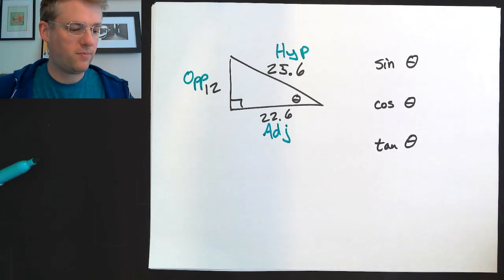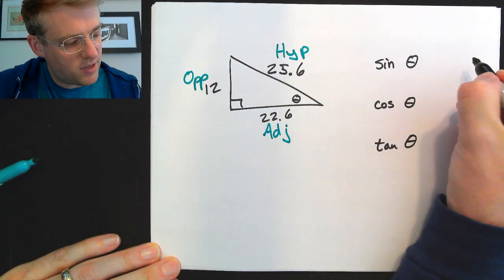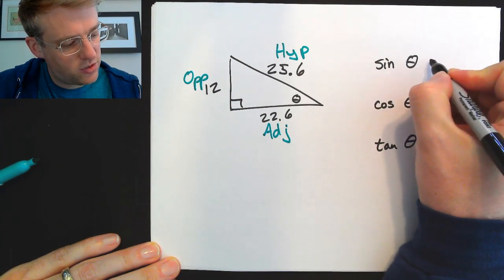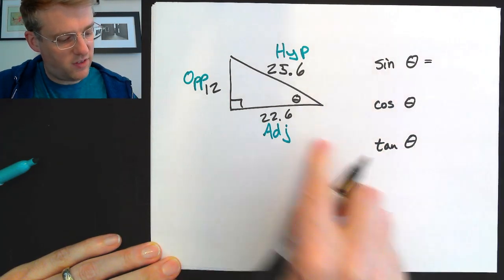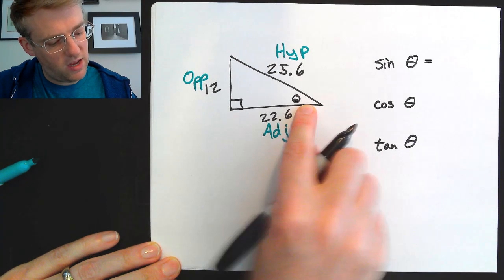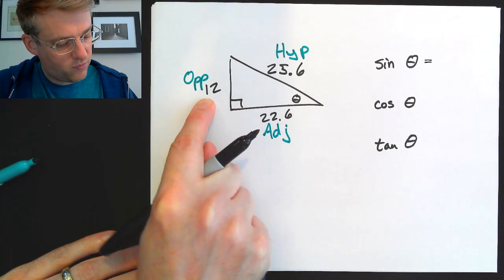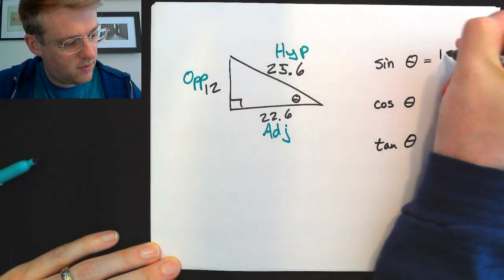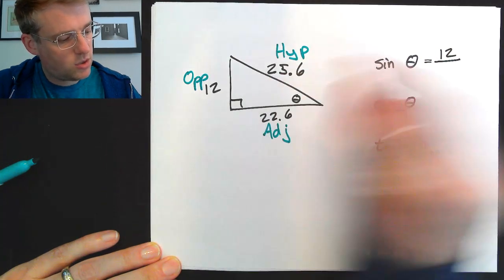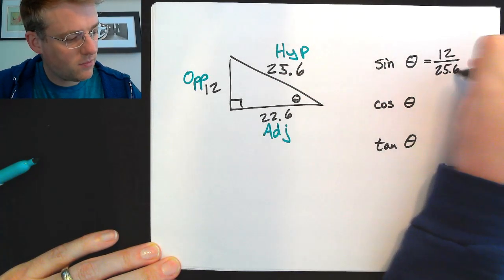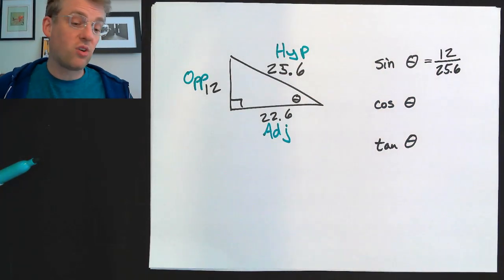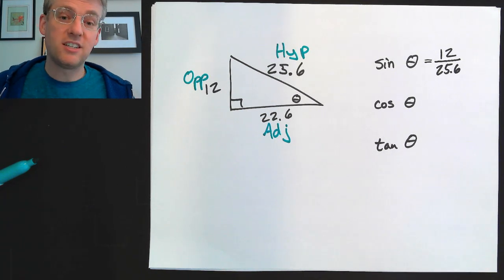cosine, and tangent. Sine is the opposite side over the hypotenuse. So the sine of this angle, whatever it might be, is 12 over 25.6. And for our purposes today, I'm just going to stop there.